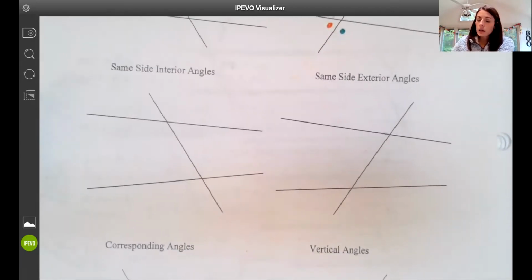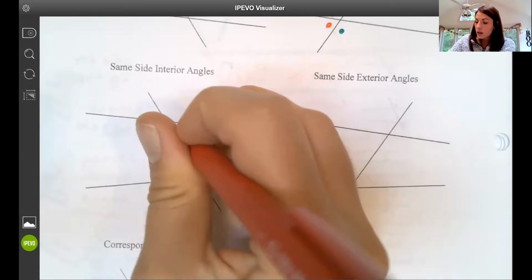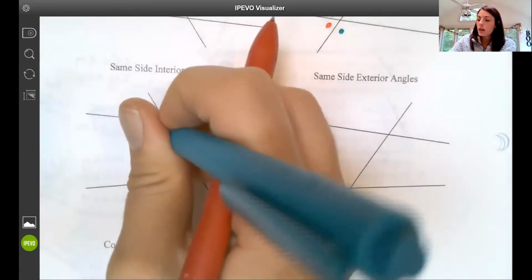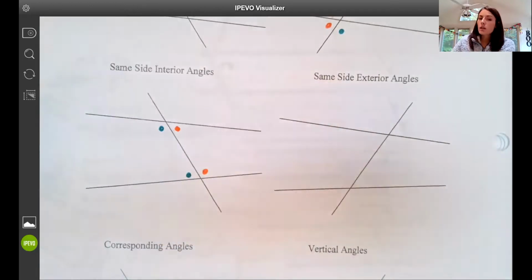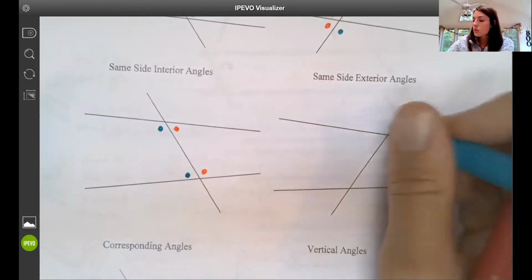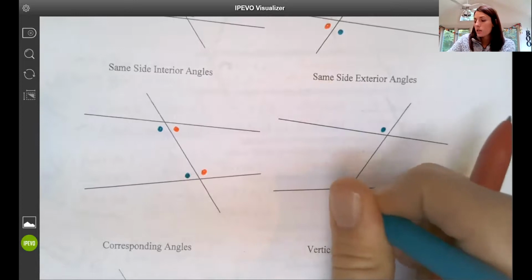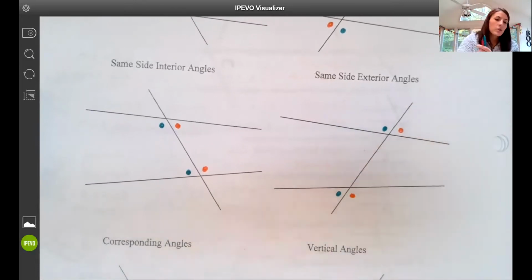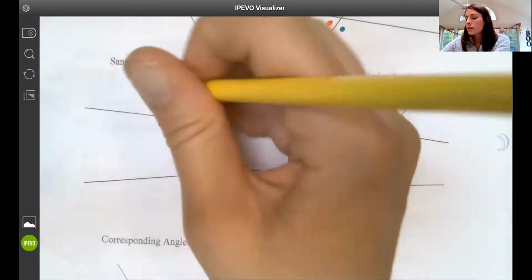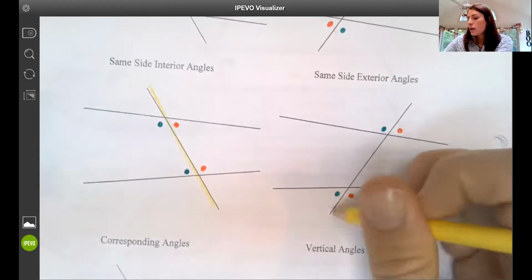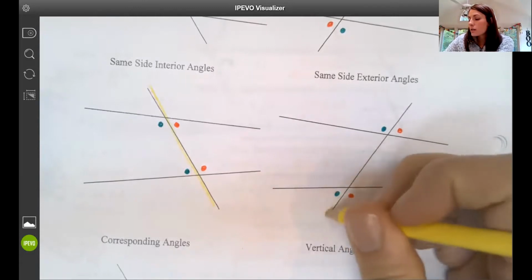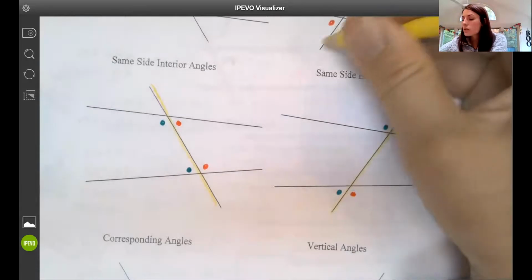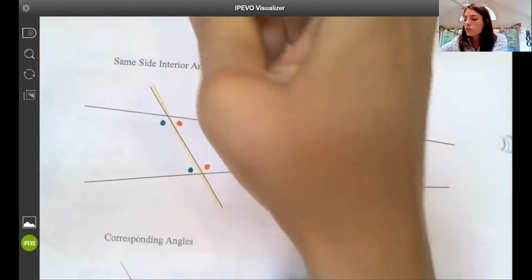I have one set of same side interior here. That's a set of same side interior. And I have one set of same side interior here. Same with exterior. One on one side of the transversal, one on the other. So I have these 2 lines, and the transversal, remember, is always the line that's hitting 2 or more lines. So these lines would not be transversals, but this would be a transversal in the middle here. Okay.